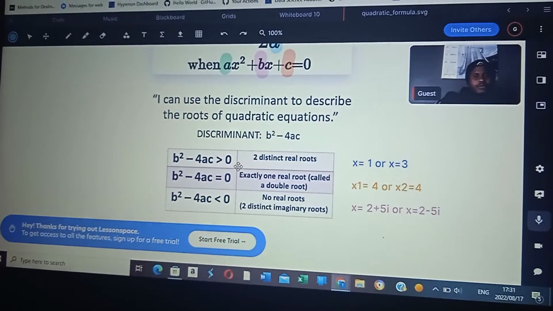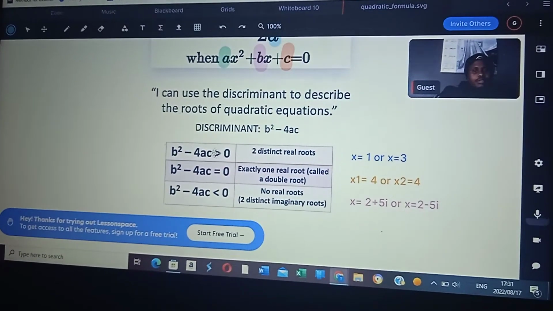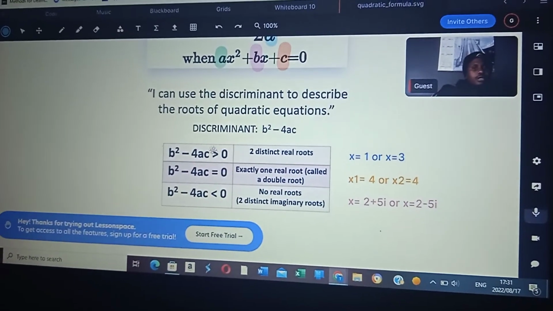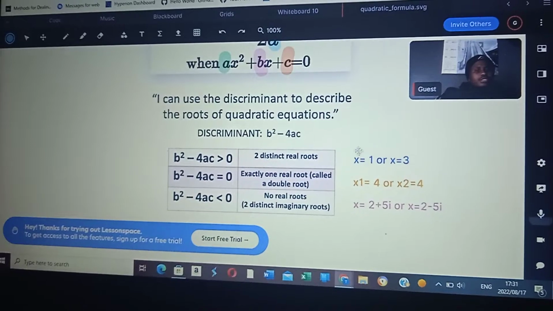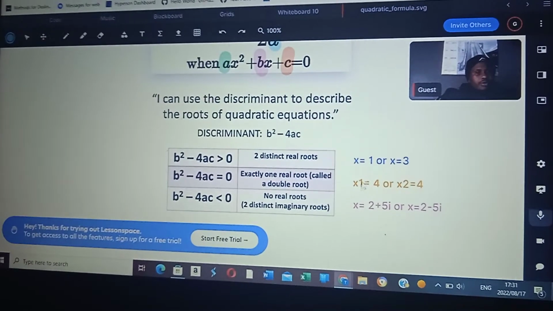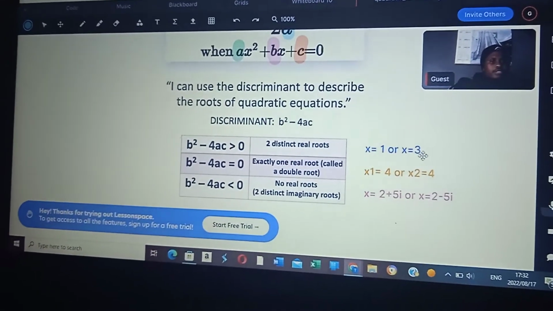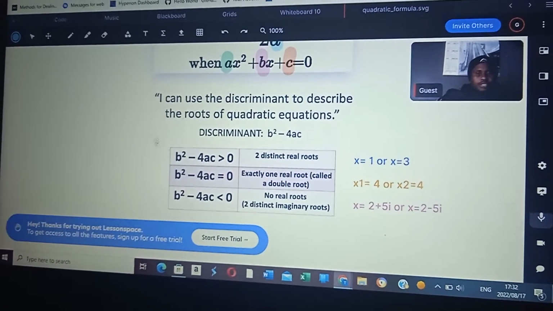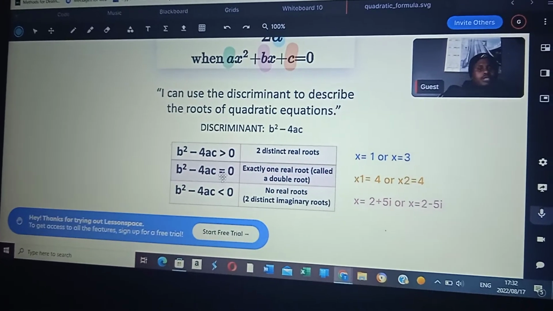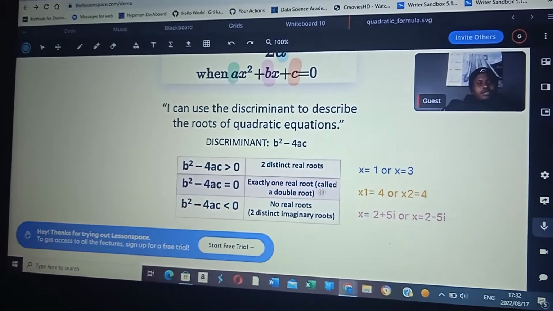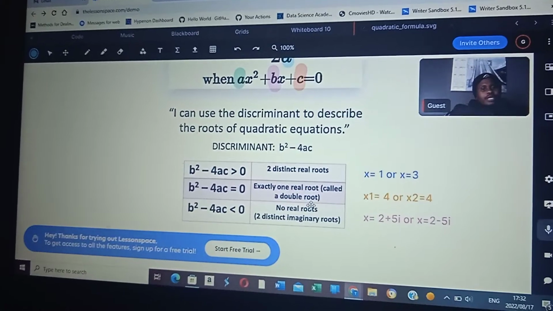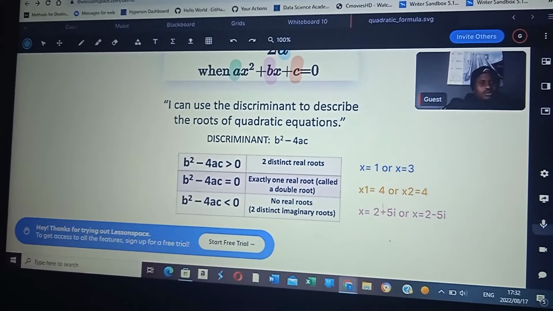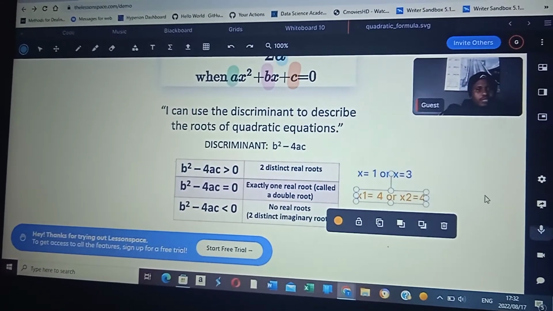So over here, if b squared minus 4ac is greater than 0, we'll obtain two distinct roots. An example here, we have x equals 1 or x equals 3. Then for the second case, we have b squared minus 4ac equals 0. If that's the case, you'll get exactly one root. So therefore, your x1 and x2 will be equal, with the example over here.